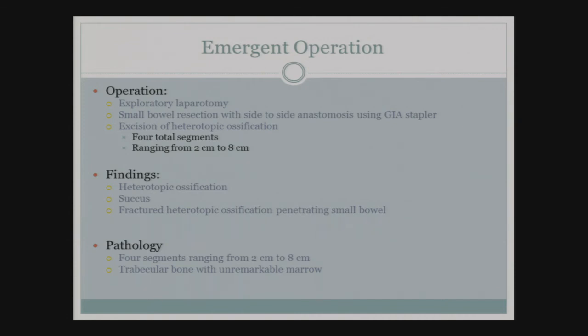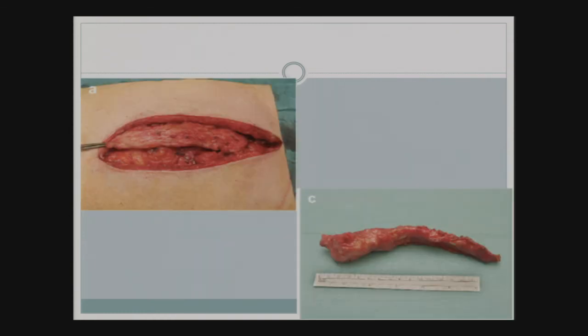We got out a total of 4 segments ranging from 2 centimeters long to 8 centimeters long, using blunt dissection and bone cutters to get this portion out. He was closed and taken to the intensive care unit in guarded condition. The pathology came back several days later as trabecular bone with unremarkable marrow. We don't have any intraoperative pictures, unfortunately, but this is similar to what we encountered, this midline incision and this ossified structure along the midline there.